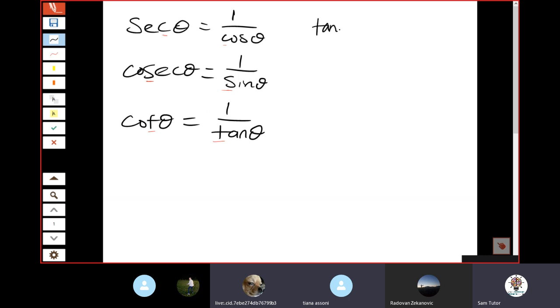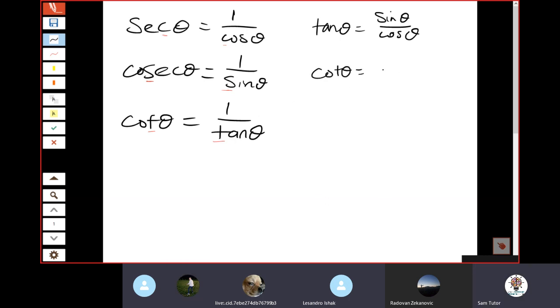Tan theta is also sine theta on cos theta. So tan theta is sine on cos, which means cot theta is also cos on sine. So cot theta is cos on sine. One more time: tan theta is sine on cos, which means cot theta would be cos on sine as well as 1 on tan. So it just depends. Sometimes you're going to use this, sometimes you might have to use this, and you'll know which one to use when required.